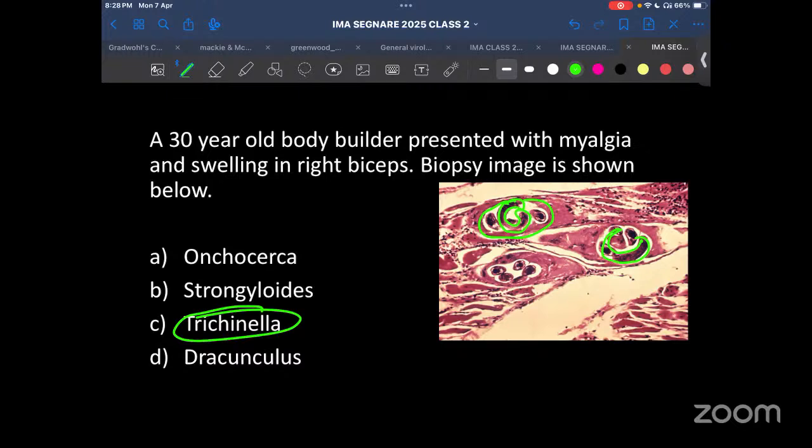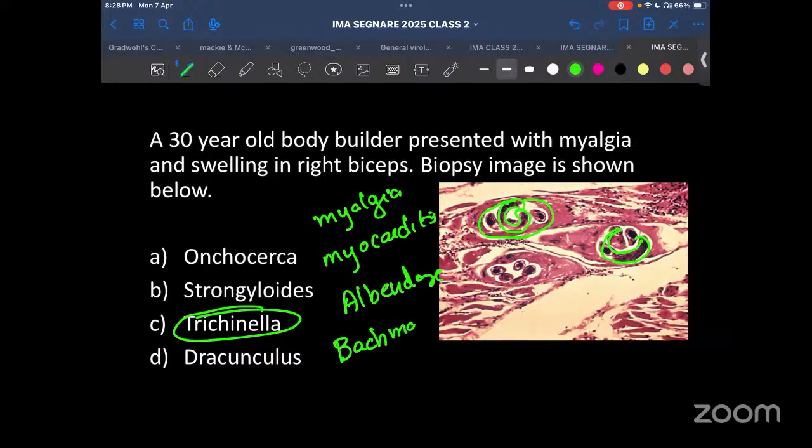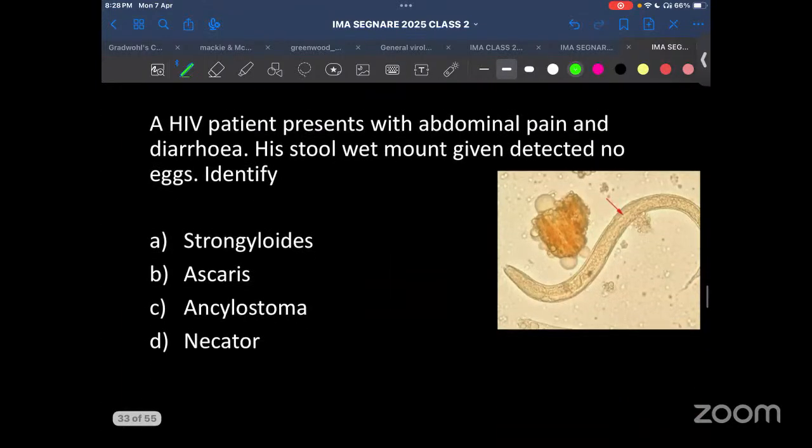Trichinella spiralis is transmitted by eating uncooked pork, and it can present with myalgia. Also it can present with myocarditis, and the treatment is albendazole. Now we have a test known as Bachman's skin test. Bachman's skin test is used for Trichinella. Okay, so that is it about Trichinella. Now we move on to our next question.